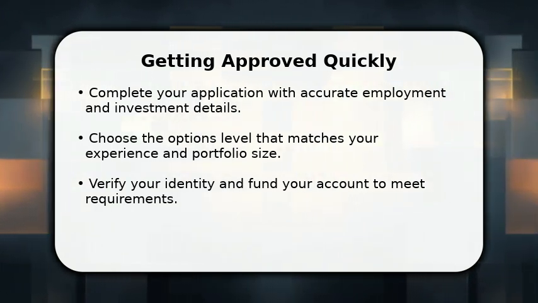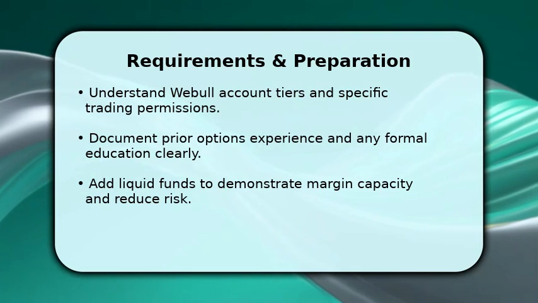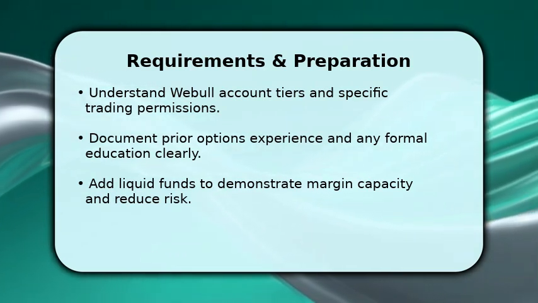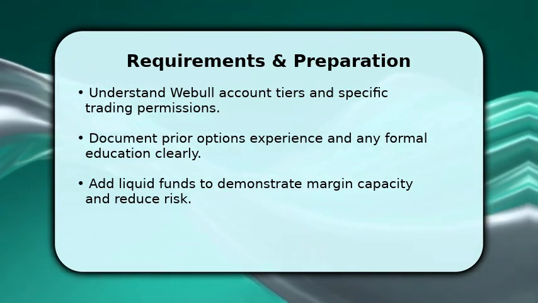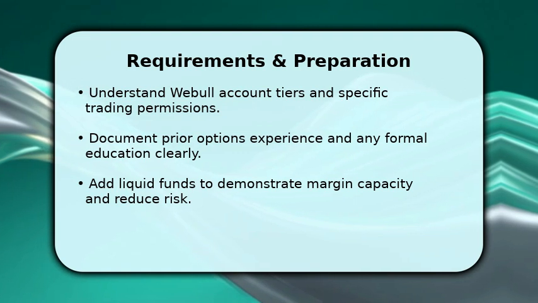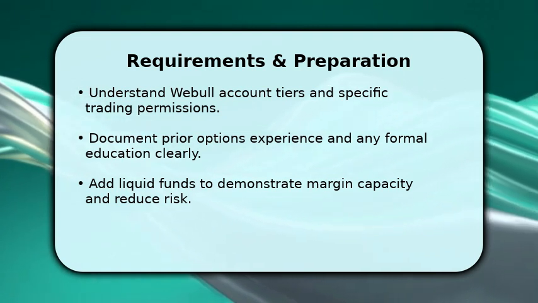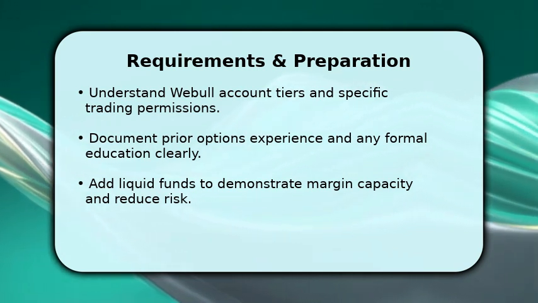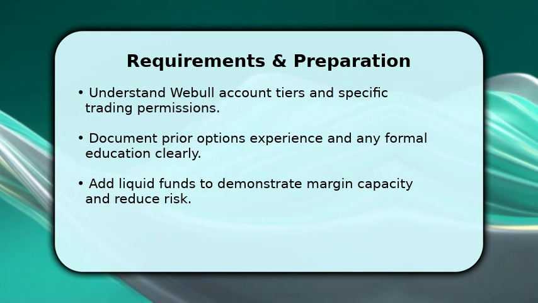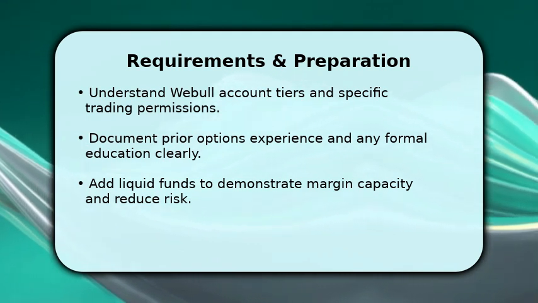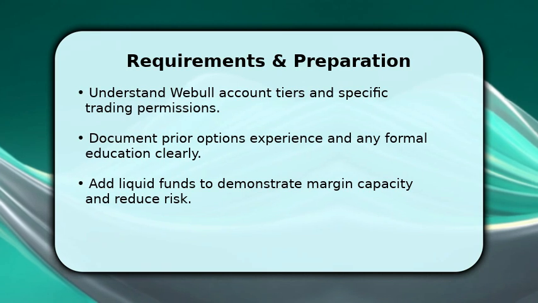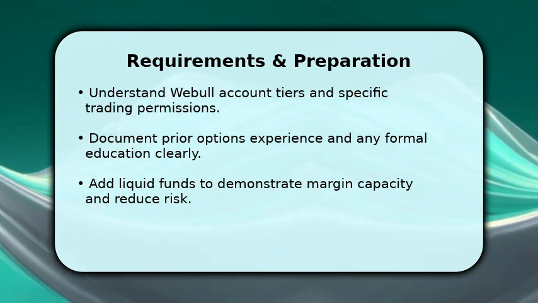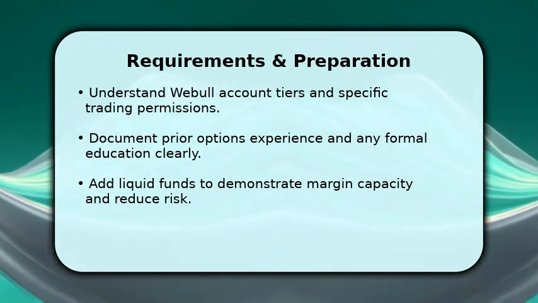approval is denied. Start by knowing the exact permissions each Webull tier grants and honestly match your experience to the appropriate level. Gather proof of options experience, transcripts, or trading statements and have screenshots ready to upload. Ensure your account has sufficient liquid funds to satisfy margin expectations and show risk capacity, which improves approval odds and speeds up manual reviews when needed.